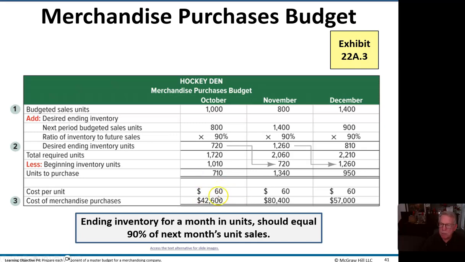And then we can simply take those units and multiply them by the cost of those merchandise purchases, and that would be $60 cost per unit. So the ending inventory for a month in units should equal 90% of the next month's unit sales.